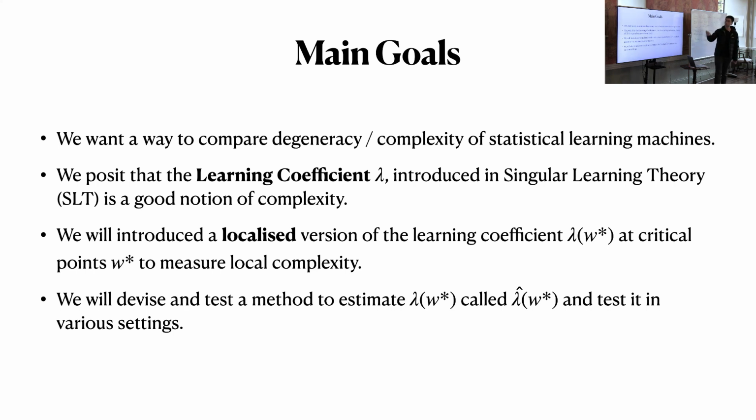So we'll introduce a localized version of this quantity, localized near a critical point W star, to measure a local notion of degeneracy or complexity. And then we will devise a method to estimate that local learning coefficient called lambda hat, and then we'll test it in various settings. Yes?